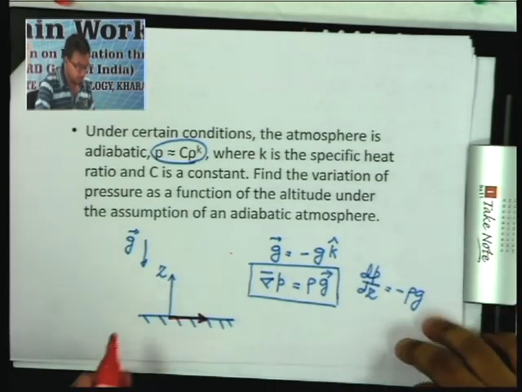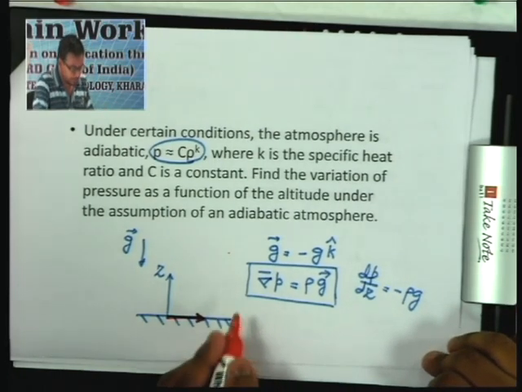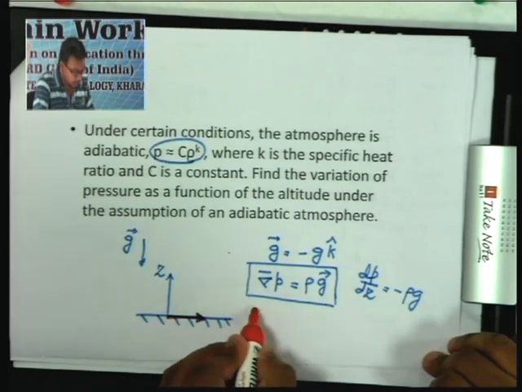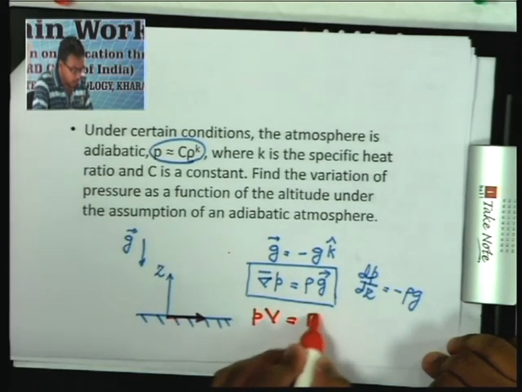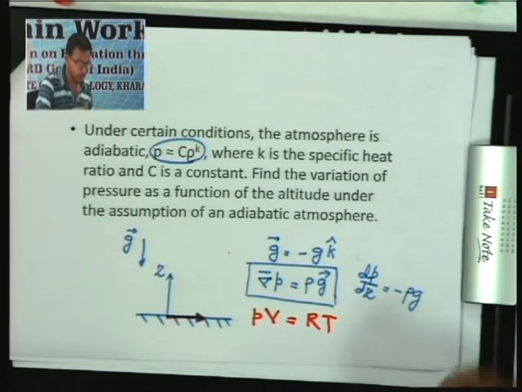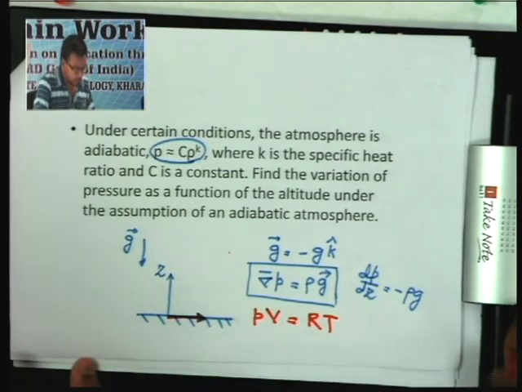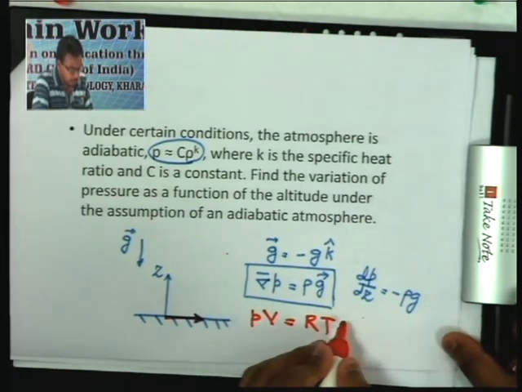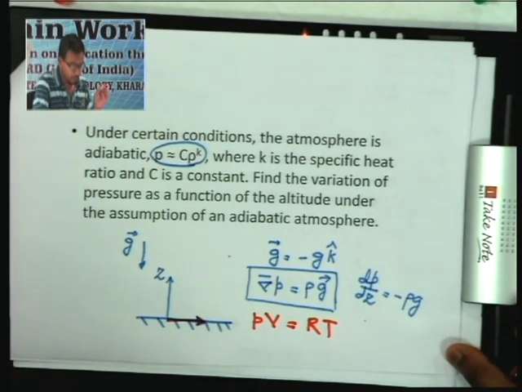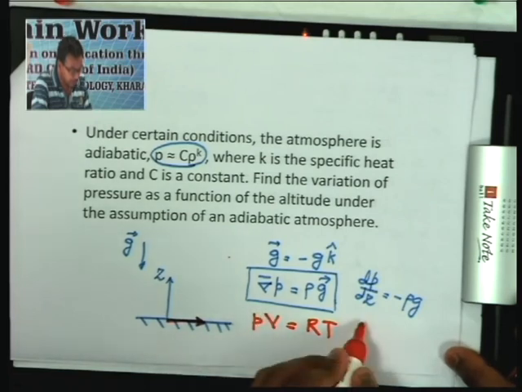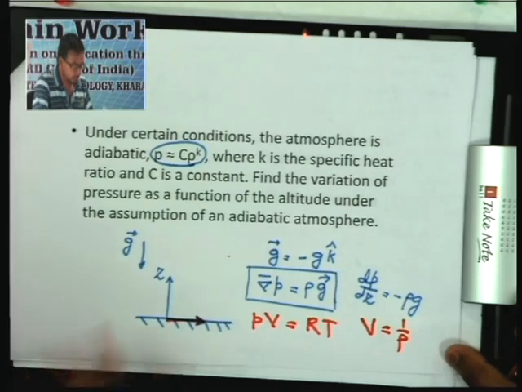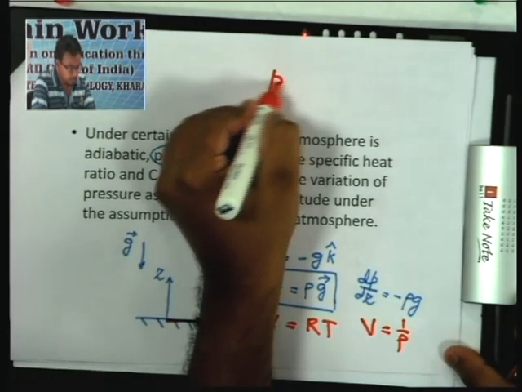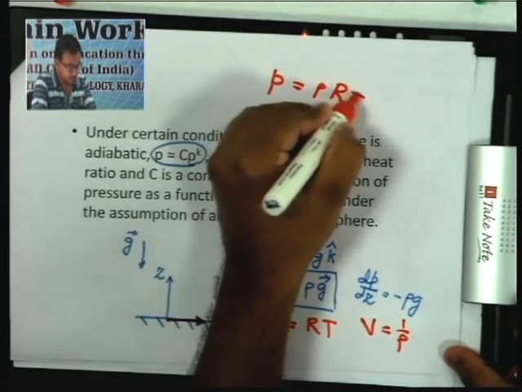Now we have to apply the ideal gas relation, that is PV equal to RT. This has been written for unit mass. Now V is the volume of air of unit mass, so V can be expressed as 1 by rho, which gives us P equal to rho RT.